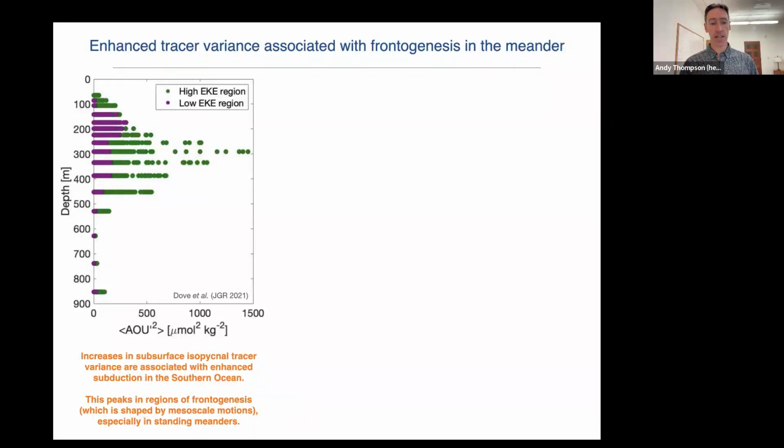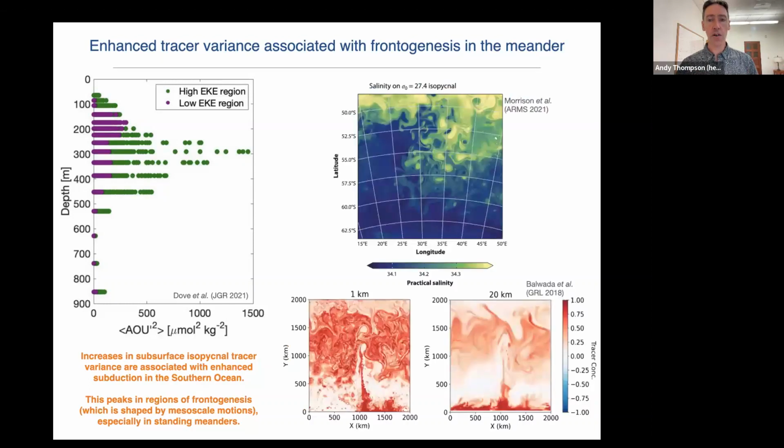What we're proposing in this paper is that when you see increases in subsurface isopycnal tracer variance, they're associated with enhanced subduction in the Southern Ocean, and that this subduction happens in very localized regions. It tends to peak in regions where you have very strong frontogenesis, which can be shaped by mesoscale motions, and standing meanders in the Southern Ocean are one of the key places where this happens. Although it was not possible to directly calculate fluxes in this study, the types of distributions we are seeing in terms of variance on different density surfaces are very consistent with what very high resolution models are starting to see for the Southern Ocean.